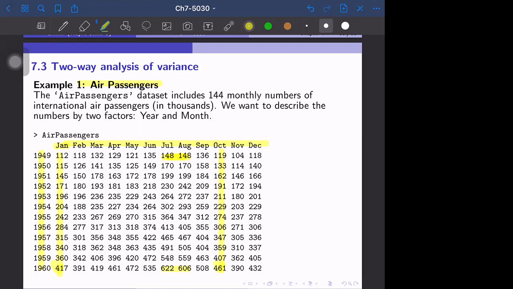So we have two factors. One is the seasonality, so month after month. And the other is the time trend, so year. So we have two factors, year and month.